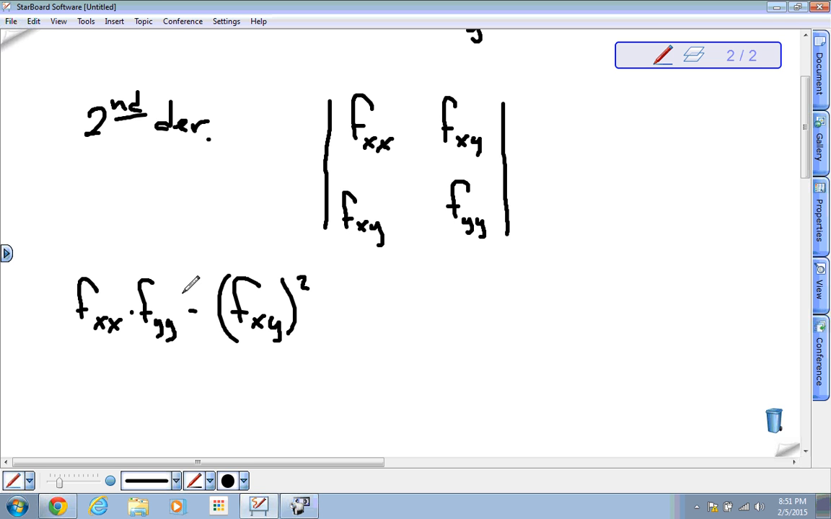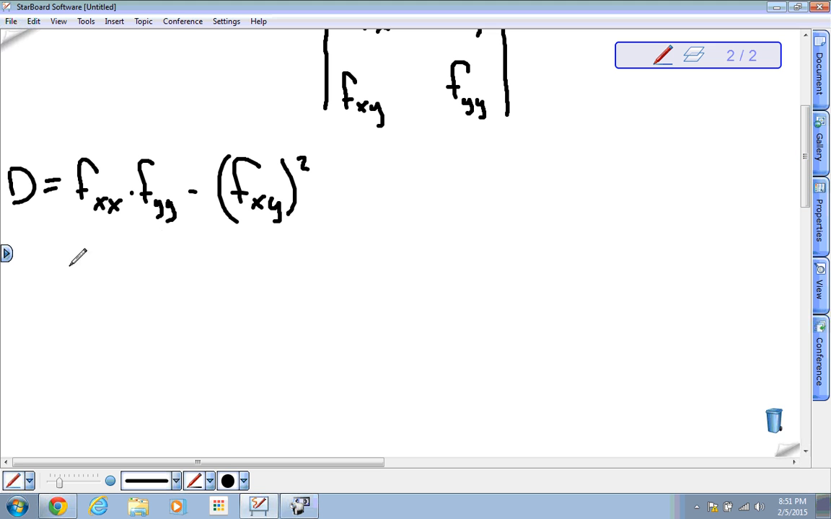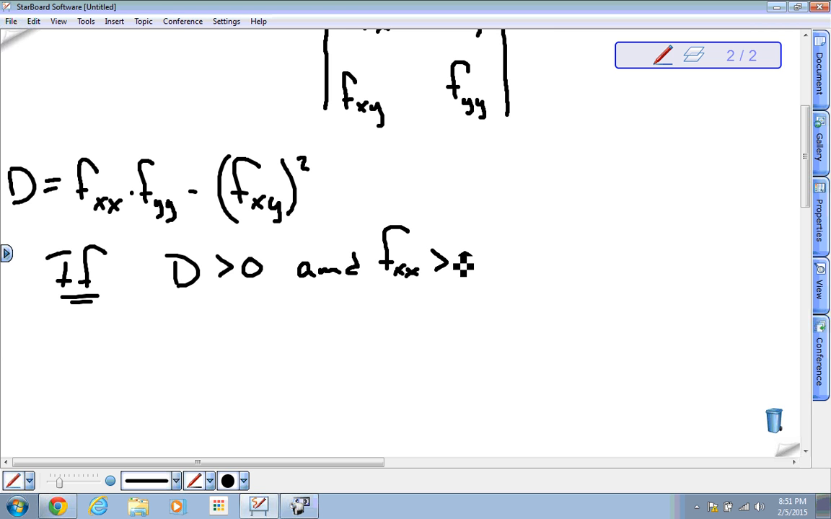And so what you're going to do is take this thing here. This is your test value, and the book refers to it as D for determinant. It's kind of cute, right? And so they give you a few ideas. They say, okay, and here they are. It says this: if D is greater than 0 and fxx is positive, then you have a minimum.